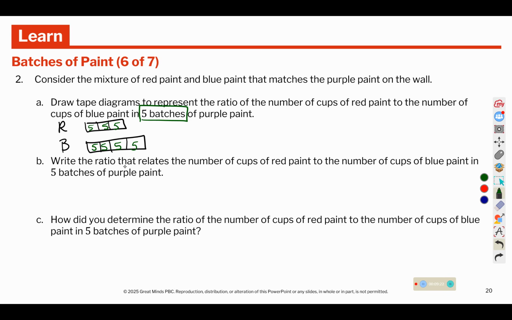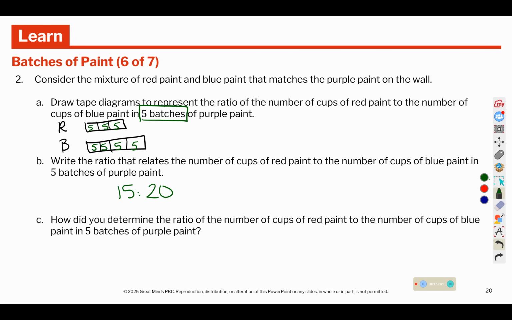It says write the ratio that relates the number of cups of red paint to the number of cups of blue paint in the 5 batches of purple paint. Well, the red is 5, 10, 15, and the blue is 5, 10, 15, 20.